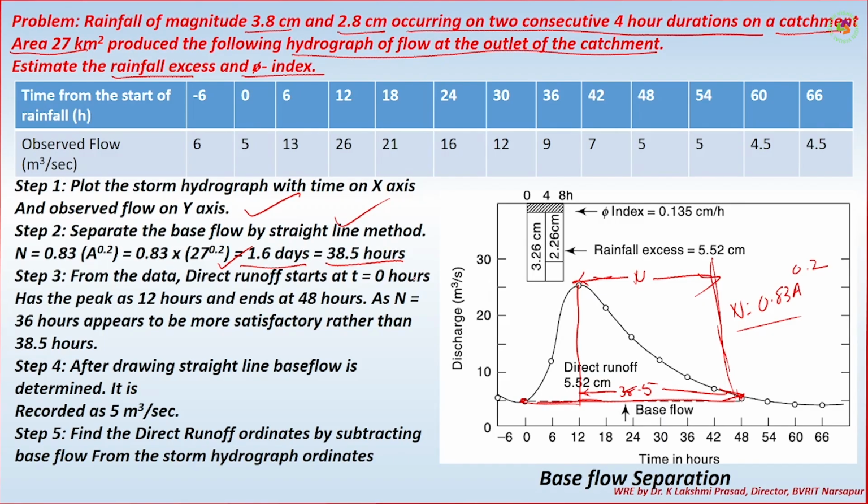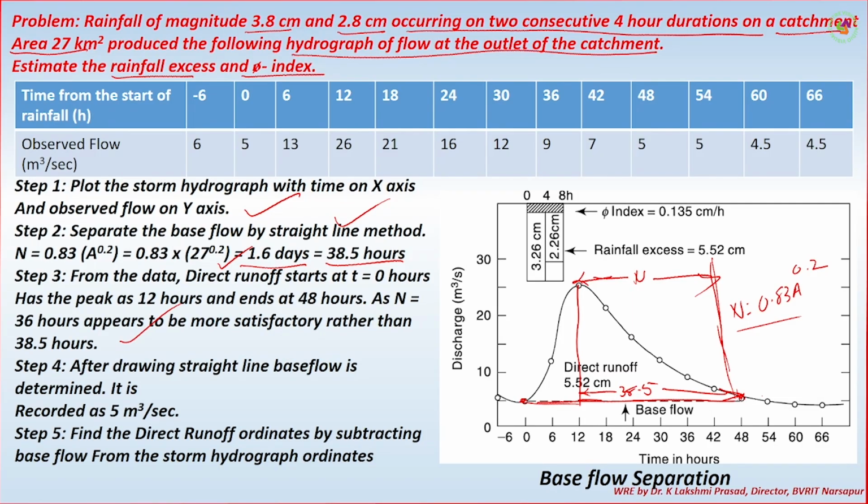From the data, direct runoff starts at t equal to 0 hours, has the peak at 12 hours, and ends at 48 hours. As N equal to 36 hours appears to be more, unnecessarily you don't need to take up to there, because here itself is the end point. After this, naturally it is only receding, and it stays almost constant at 5. So you can take it; that's what I have mentioned. Even if you take 38.5 hours, absolutely nothing changes.